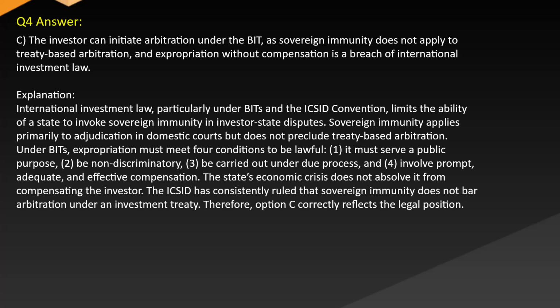Under BITs, expropriation must meet 4 conditions to be lawful. 1. It must serve a public purpose. 2. Be non-discriminatory. 3. Be carried out under due process. And 4. Involve prompt, adequate, and effective compensation. The state's economic crisis does not absolve it from compensating the investor. ICSID has consistently ruled that sovereign immunity does not bar arbitration under an investment treaty. Therefore, option C correctly reflects the legal position.